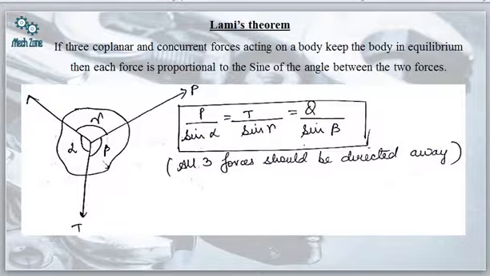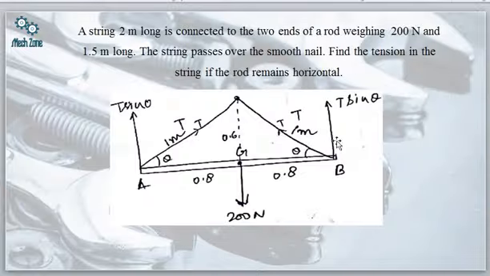This is an important concept in engineering mechanics, so let us solve one question based on Lami's theorem. Here we have a string 2 meters long, connected to the two ends of a rod. Here we have the string and this is the rod. The weight of the rod is 200 Newtons and it is 1.5 meters long. The string passes over a smooth nail. Find the tension in the string if the rod remains horizontal. Now the rod is remaining horizontal.